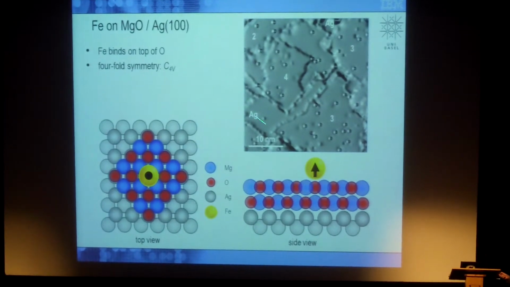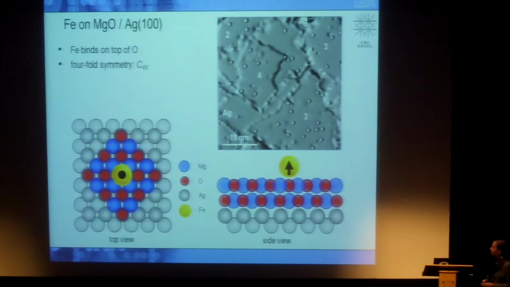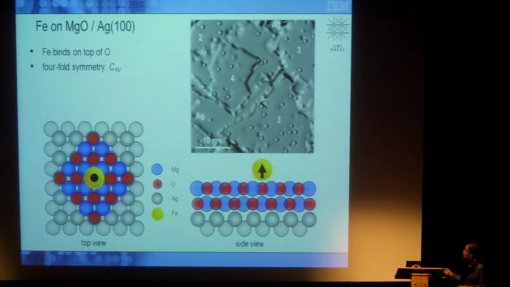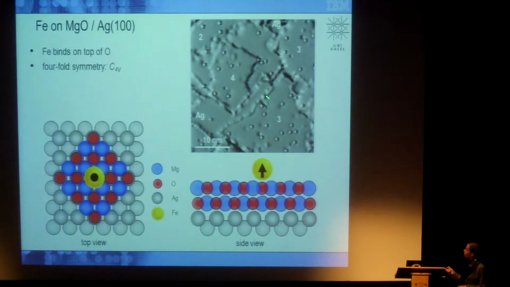Here is an image of our substrate, how the sample typically looks. There are these patches of magnesium oxide. For example, here I labeled it, this is a 3 monolayer thick MgO layer, and up here is a 2 monolayer or 4 monolayer one. So we can vary the thickness of this substrate a little bit. And there are also areas of bare silver.